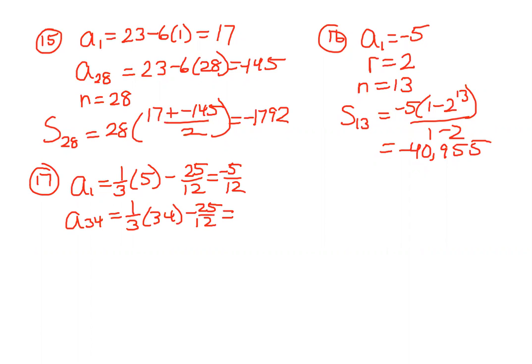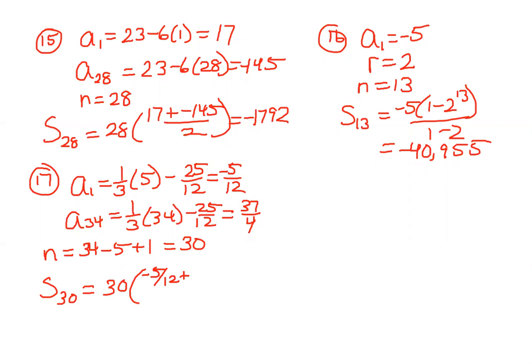And you should get 37/4. And our n is going to be 34 minus 5 plus 1, which is going to be 30. So S30 is 30 times this, and you should get 132.5. And 18 is geometric.